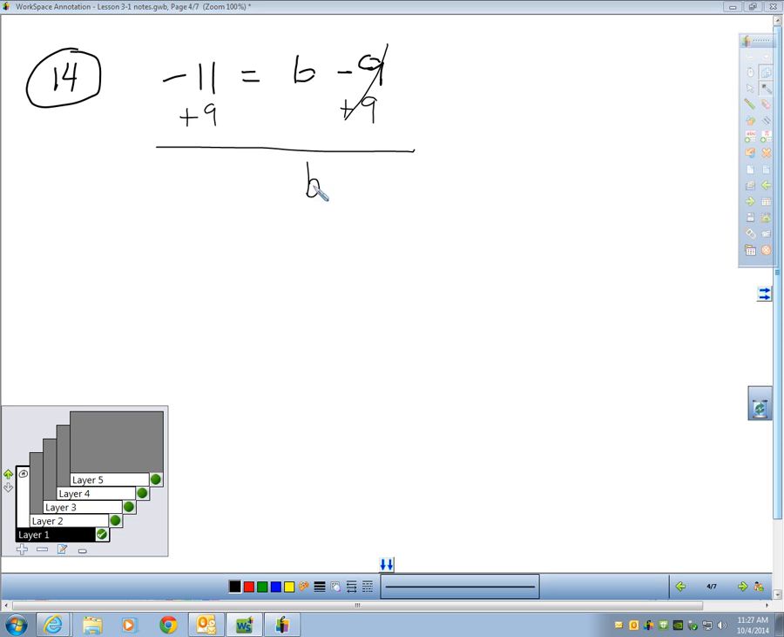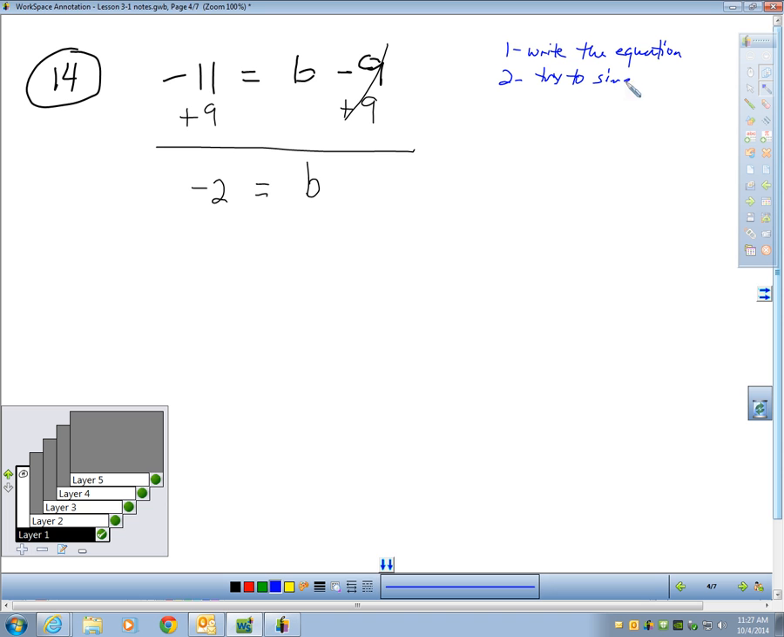Cancel. I get b on the right. I have negative 2 on the left. And maybe I should just rewrite one more time. Remember, step 1, write the equation. Always looking for that. Step 2, try to simplify.